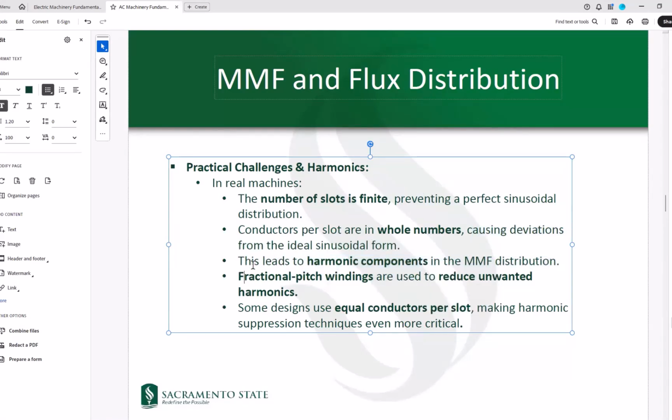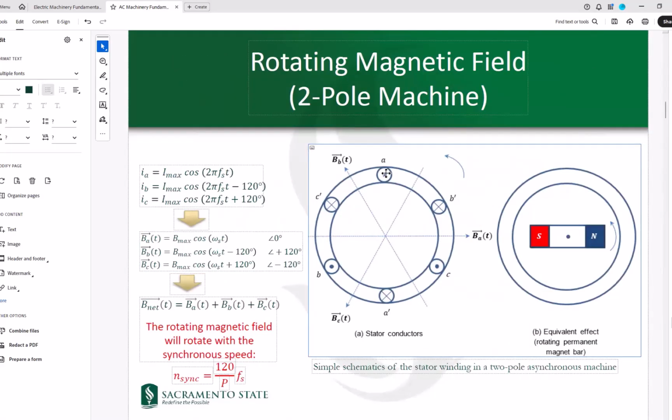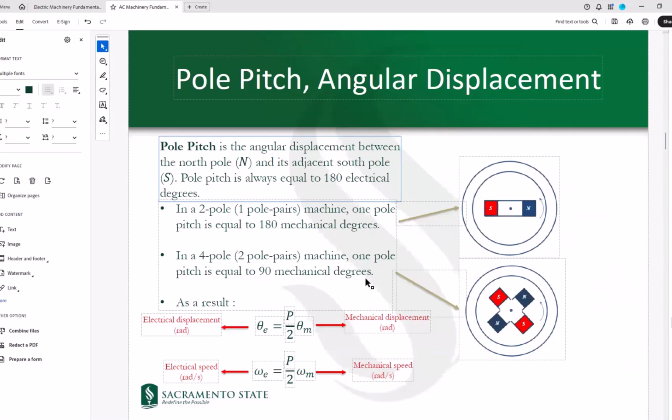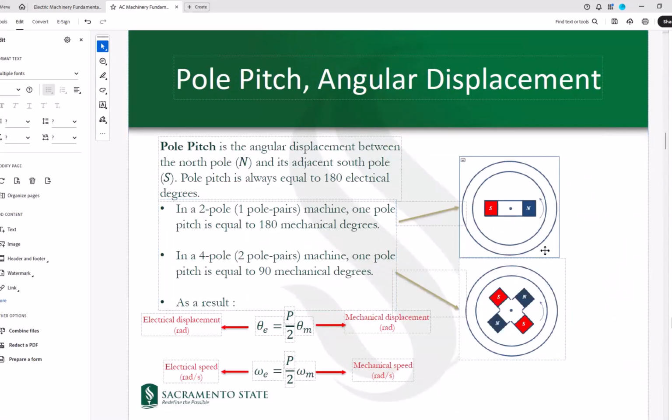And some concepts are here. Fractional pitch windings are used to reduce unwanted harmonics. What does fractional pitch mean? Simply, a full pitch would be when A from A prime is 180 degrees apart. But if you make A with respect to A prime, for example, 170 degrees apart, that means fractional pitch, not a full pitch. So that would result in reducing harmonics. And as I said, it's not easy. It's a complex procedure.